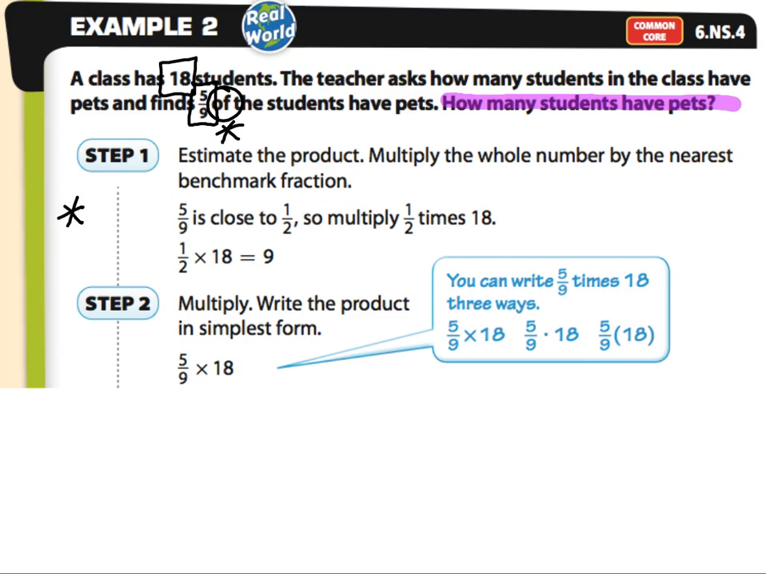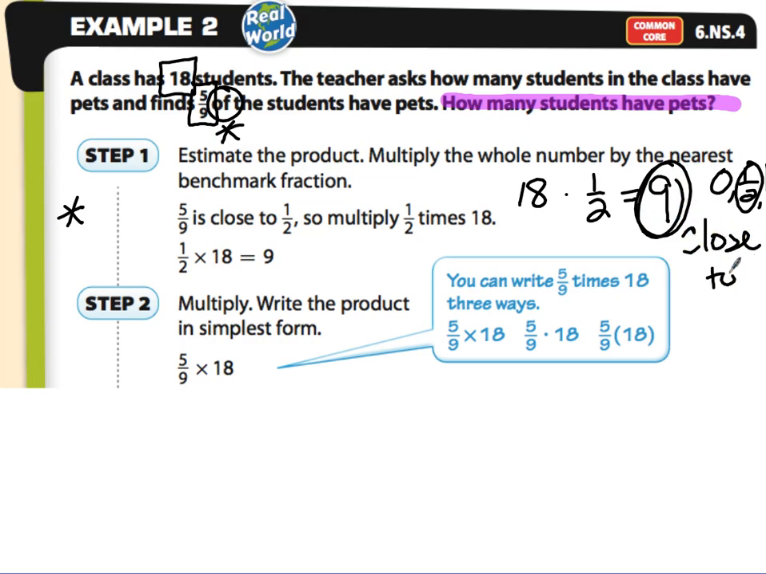So if you are following along closely with this, we can look and notice that we have 18, and we're not going to change that, but we're going to estimate 5/9. Is it closest to 0, half, or 1? Those are our benchmark numbers. Well, half of 9 will be 4.5, and 5 would be closest to 4.5, so it's closest to half. So I can take 18 and multiply it by half, and I get 9. So I know my answer should be close to 9. It's not going to be exactly 9, but it should be close to 9. So if I all of a sudden get like 36, my answer is incorrect.